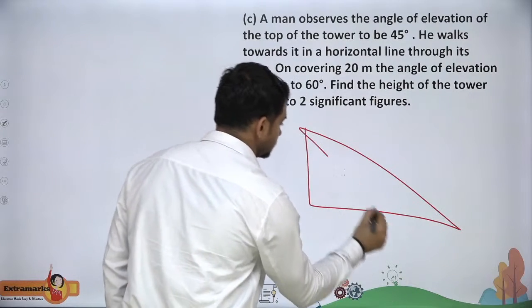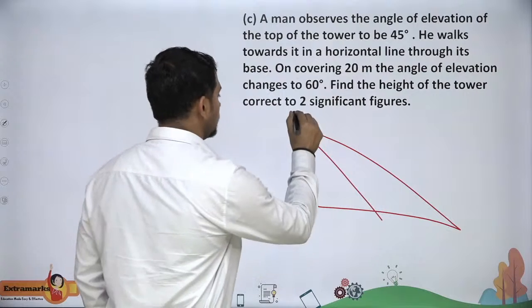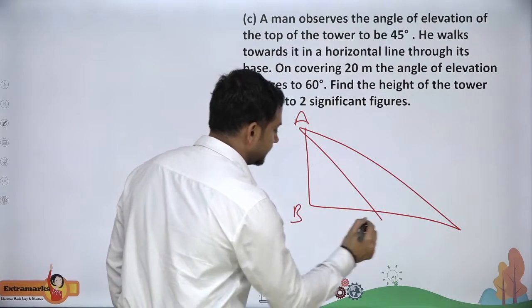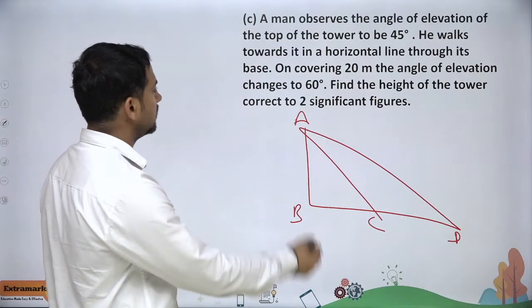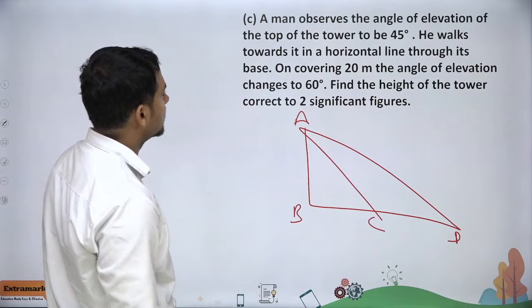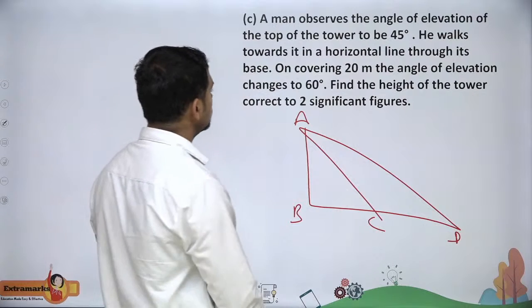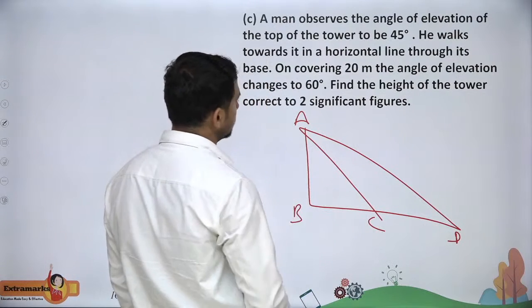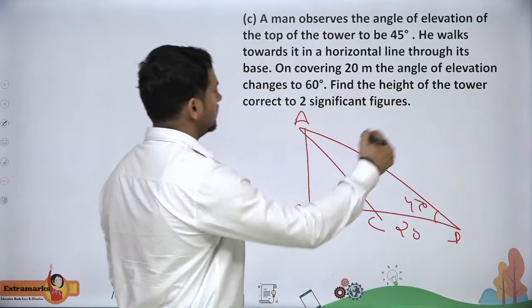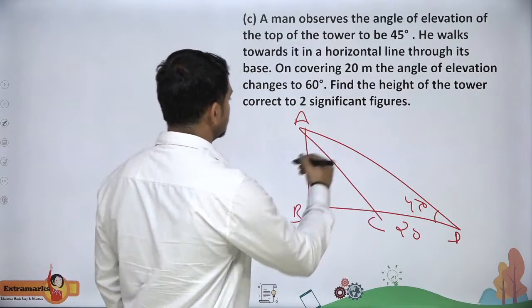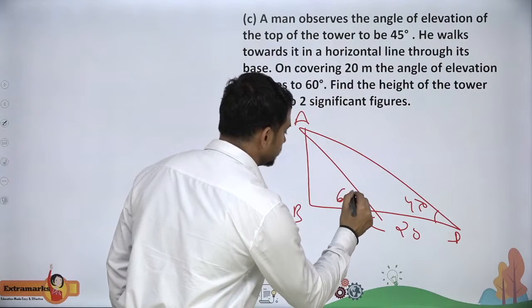See, I will only make the figure, and then you have to solve. A man observed the angle of the top of the tower to be 45 degrees, then he walked towards the horizontal line through 20 meters. This angle is 45 degrees. Then after he walked towards the tower, the angle changed to 60 degrees.